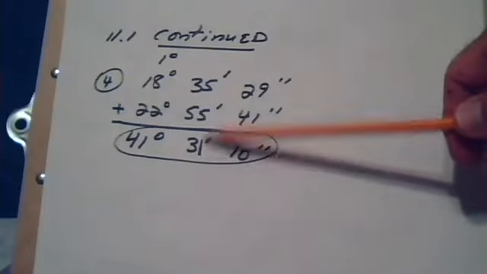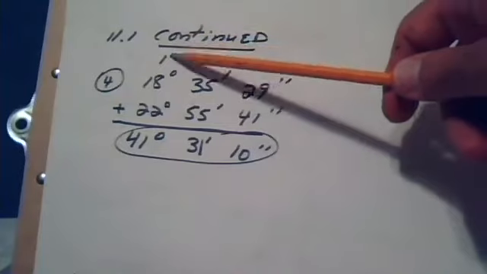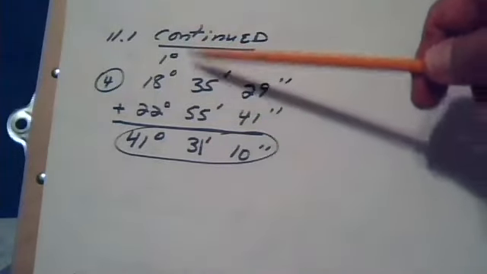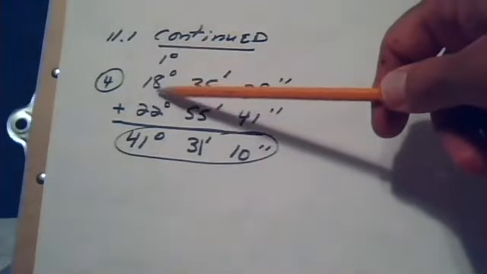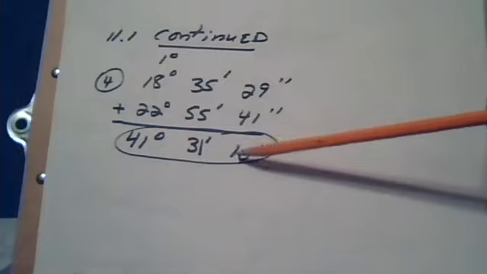So now we have up to here. And then finally, you move to the next column where you have the degrees. Notice this 1 degree came from the middle column. You add these numbers vertically and you get 40 degrees, 31 minutes, 10 seconds.